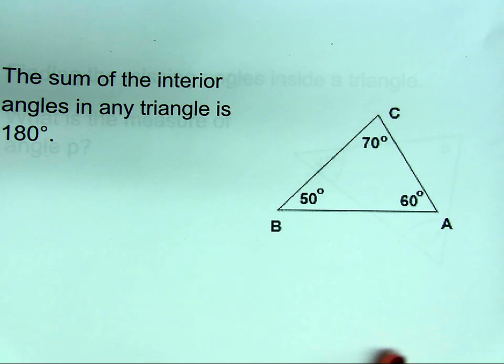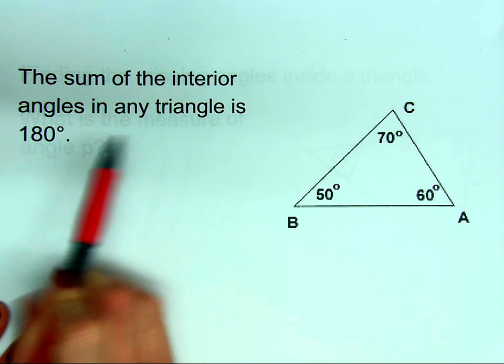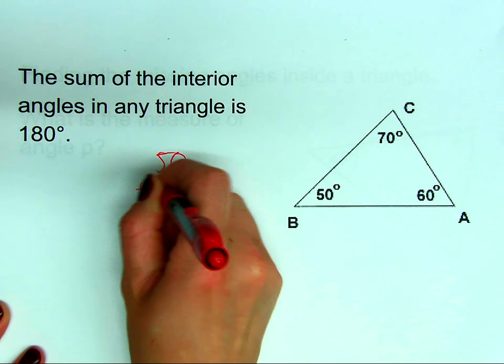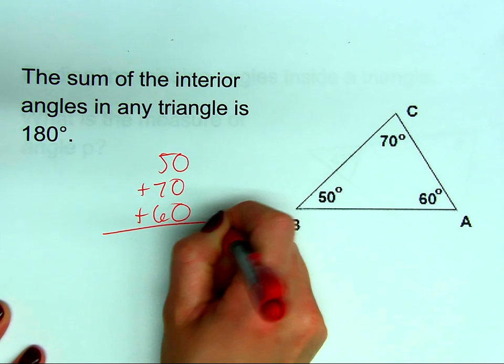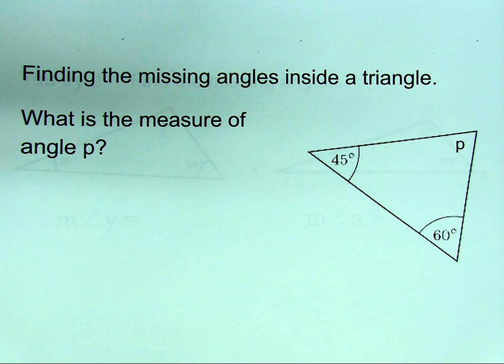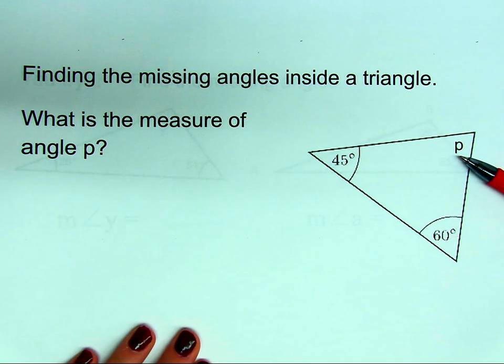So in your discovery worksheet you learned that the sum of the interior angles in any triangle will always add up to 180 degrees. So 50 plus 70 plus 60 makes 180 degrees, all three angles. This is helpful because if I know two of them, then we can always find the third.